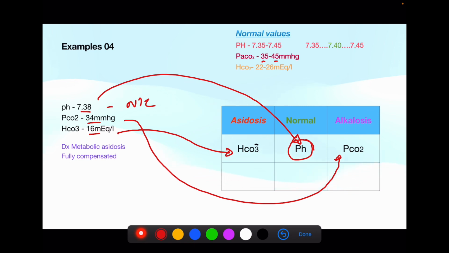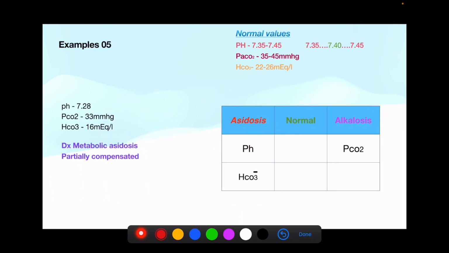Then you have to find the primary cause behind this problem, whether it is metabolic or respiratory. To answer that, once again remember, I told you our body's ideal pH is 7.4. Even though 7.4 is ideal, 7.35 to 7.4 we call acidosis side normal pH. If your pH is 7.4 to 7.45, we call this alkalosis side normal pH. Now your pH is 7.38, which means it is on the acidosis side normal pH. Then you have to think which one, bicarbonate or PCO2, belongs to the acidosis column. Your bicarbonate belongs to the acidosis column. You can say this is metabolic acidosis fully compensated.